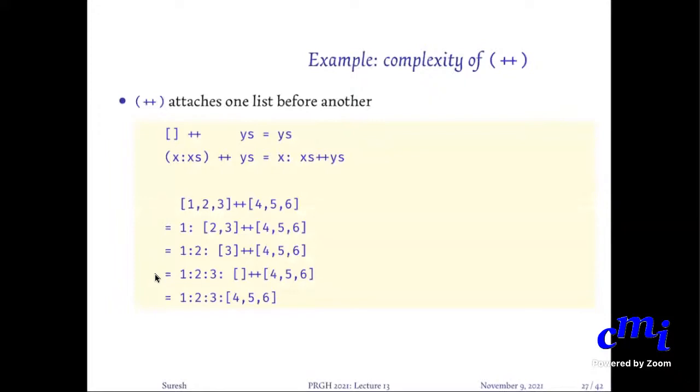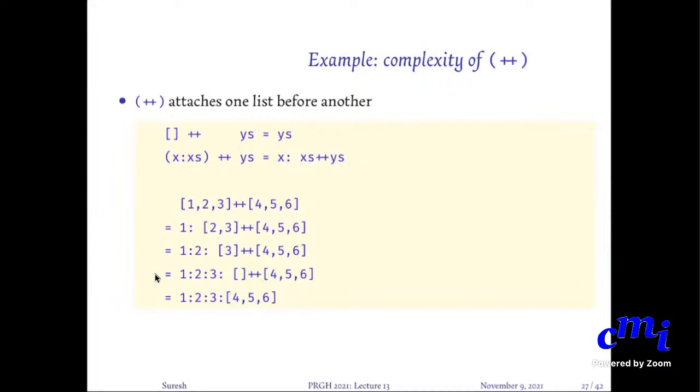For instance, here is the complexity of plus plus. This I keep telling: attaching one list to another takes time proportional to the length of the first list. And we can see clearly why it is so. The code for plus plus is this: empty list plus plus y's is nothing but y's. x colon x's plus plus y's is recursively do x's plus plus y's and then stick x to the front. So this is the recursive call.